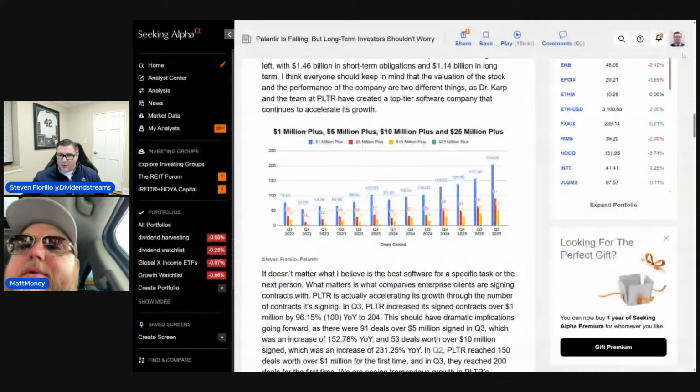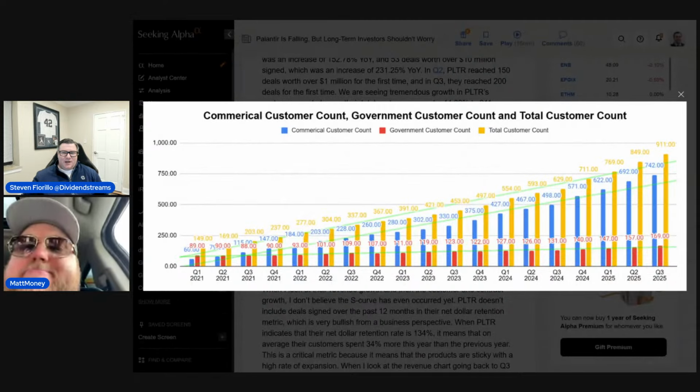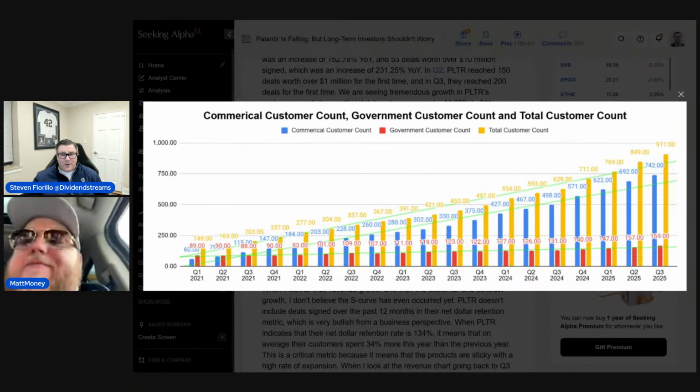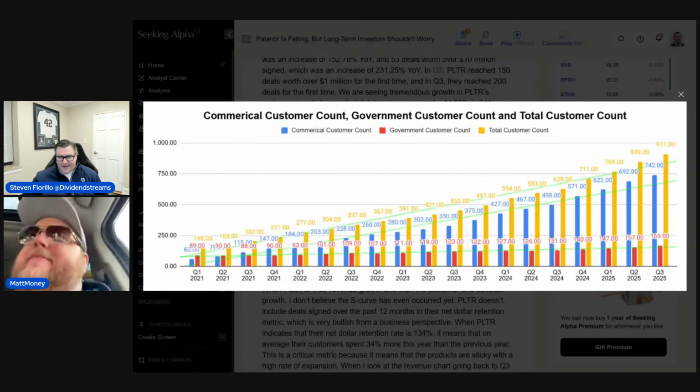What may be even more incredible is their customer count, okay? Their customer count is at 911 customers. And for the longest time, the question was, is U.S. commercial going to really grow? And are we going to get that inflection point? Yeah, we did. You look at where they were in Q2 2022, it's the blue bar in this. You have an inflection point. You have an S curve forming. 742 commercial customers.